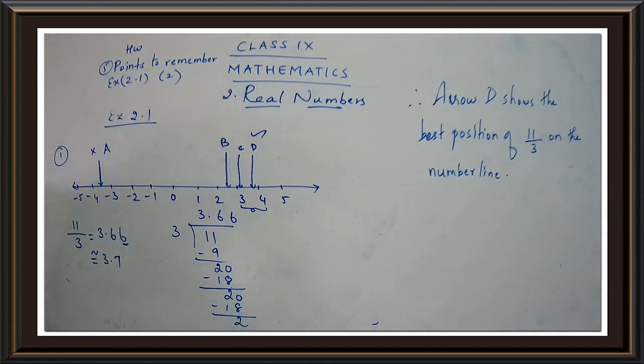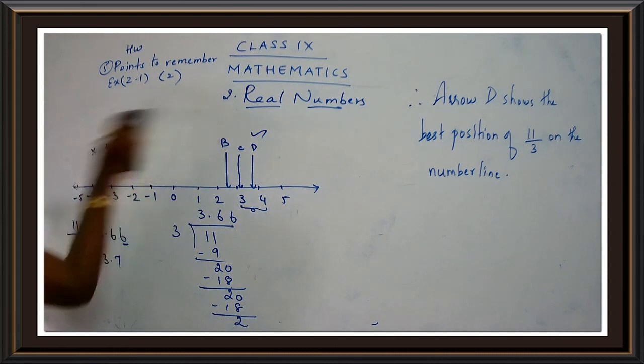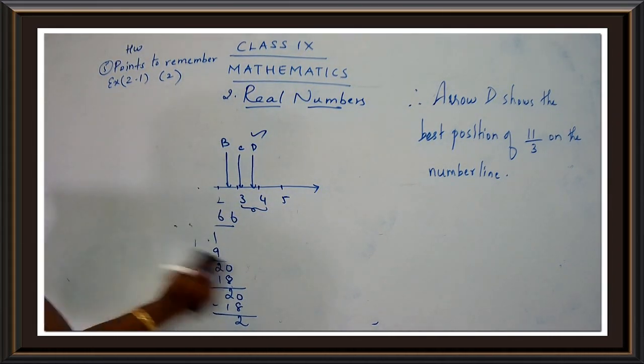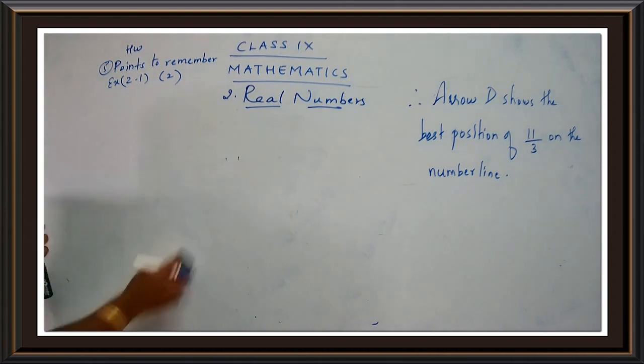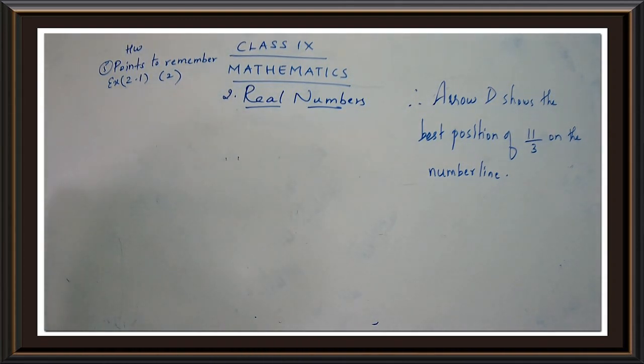Have you taken the third question? Find any 5 rational numbers between 1 upon 4 and 1 upon 5. Read the question. You are going to find how many rational numbers? You are going to find 5 rational numbers between 1 upon 4 and 1 upon 5.